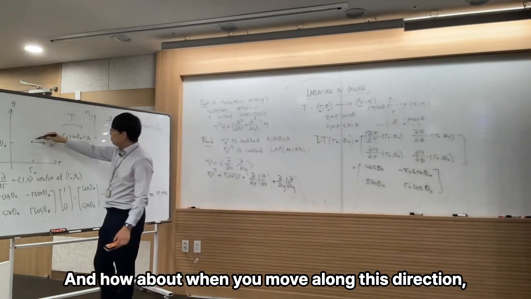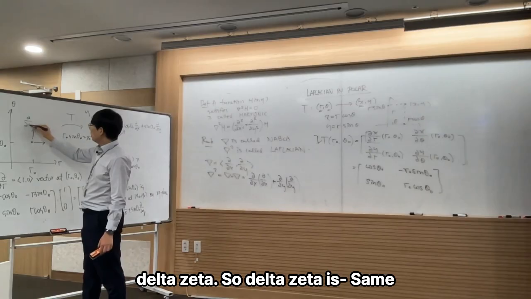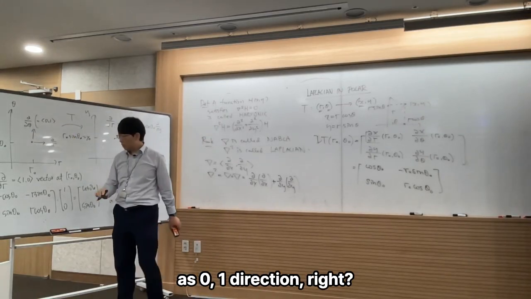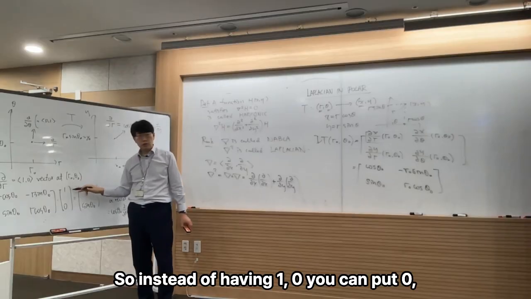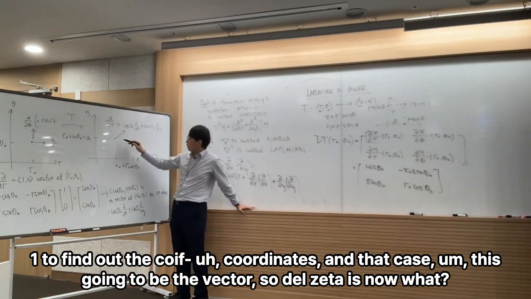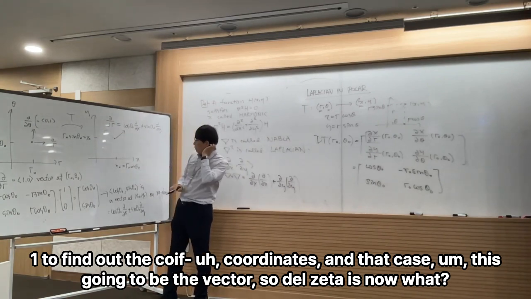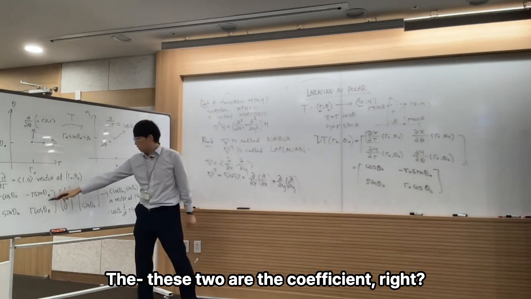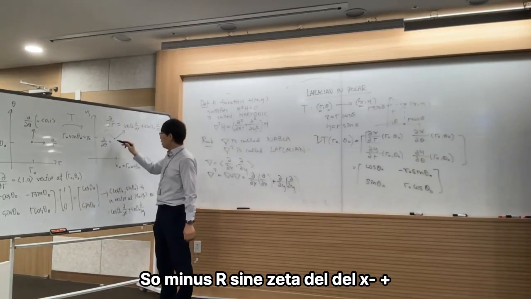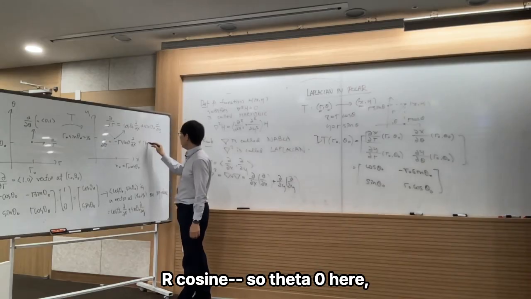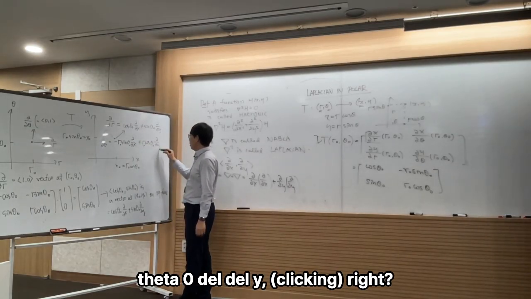And how about when you move along the other direction, ∂/∂theta? So ∂/∂theta is the same as the 0, 1 direction, right? So instead of having 1, 0, you can put 0, 1 to find the coordinates. And in that case, this is going to be the vector. So ∂/∂theta is now what? These two are the coefficients, right? So minus r sine theta ∂/∂x plus r cosine theta ∂/∂y, right?